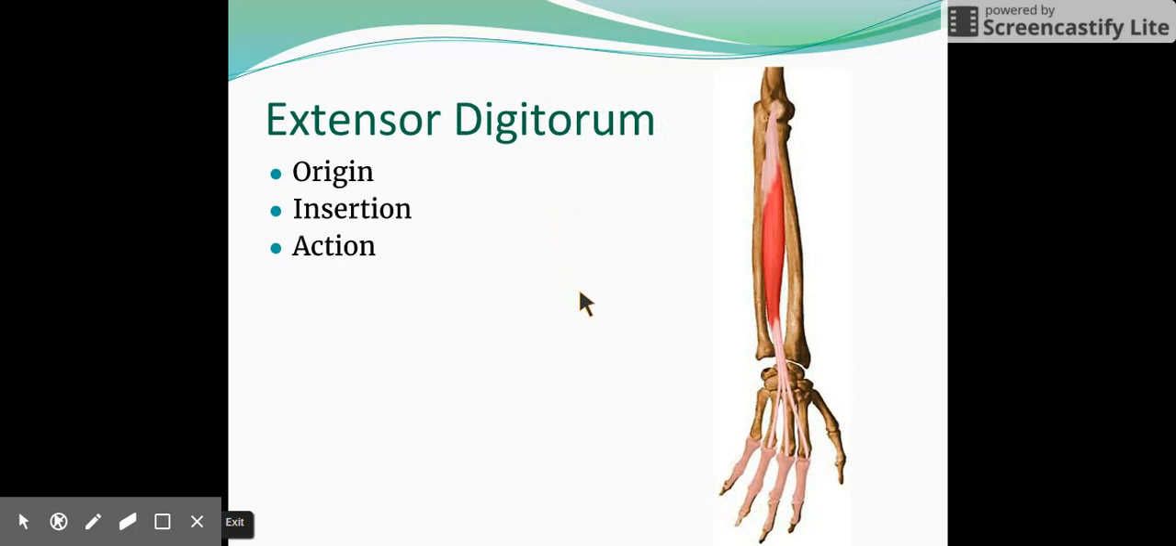Then we have, finally, extensor digitorum. Extensor digitorum, its origin is on the medial end of the humerus. So again, on the humerus. Then it has insertion points similar to palmaris longus on the other side. It has all of these lovely insertion points here on our phalangeal bones, which is really great for dexterous movement. It really gives us a lot of movement in our fingers. And its action is to extend our 4 digits.